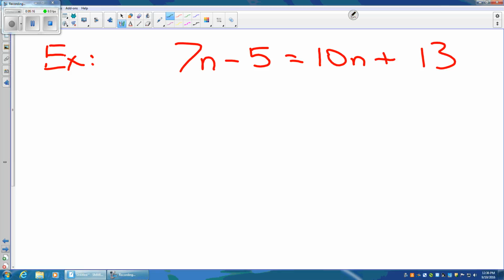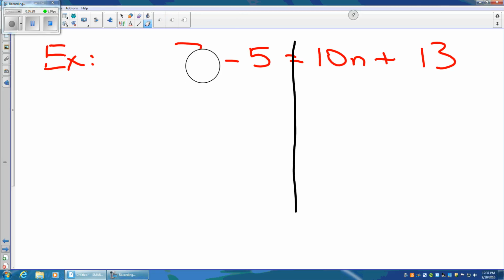Just like always with equations, I'm going to draw my line down to separate both sides. And just like I said before, I'm going to try to get rid of one of these variables. Because if this 7n was not here, this would just be a two-step equation, and I know how to do those. It's pretty easy.